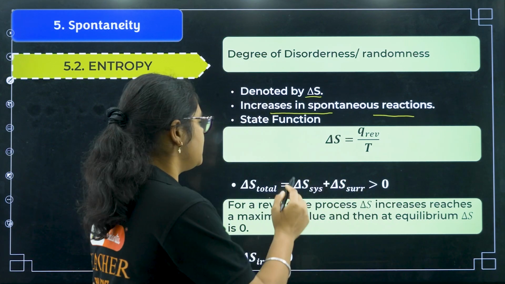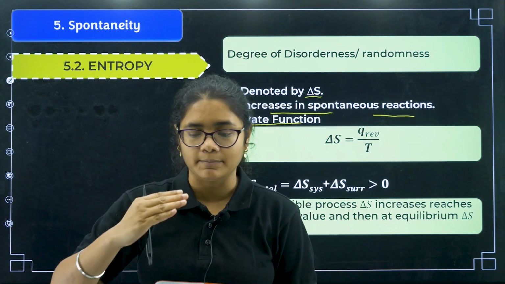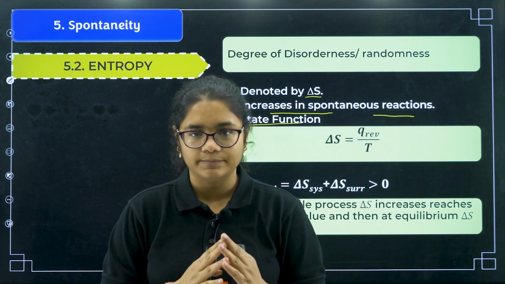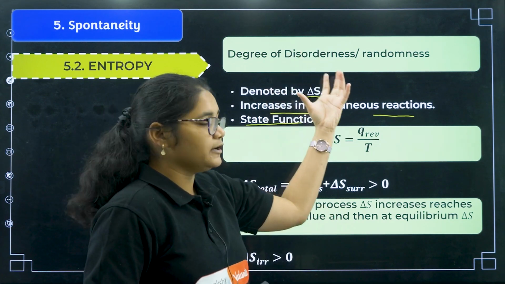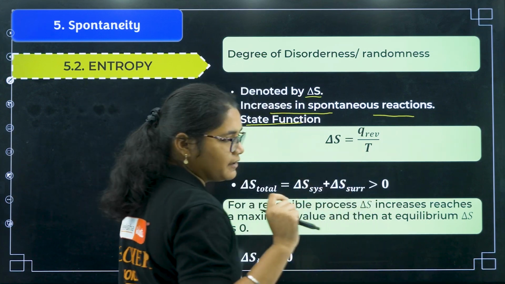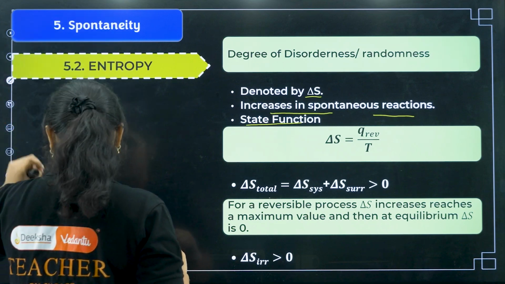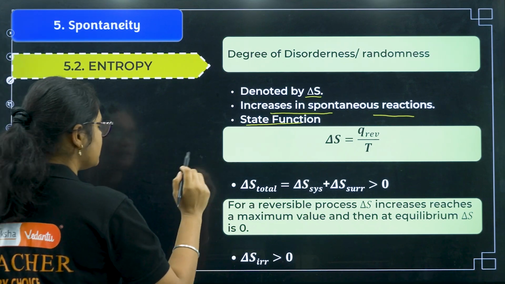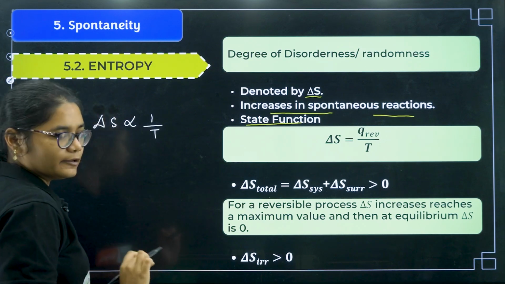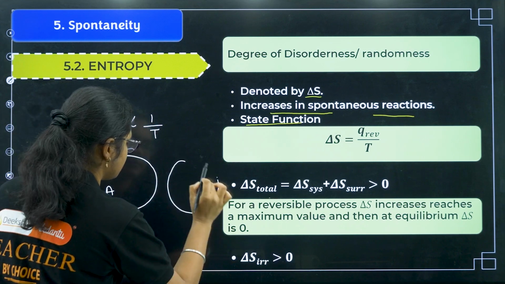Entropy is a state function. We have already discussed what a state function is: it does not depend on the path followed, it always depends on the initial and the final state. Now to explain entropy in mathematical form, delta S is equal to Q by T, where Q is the heat and T is the temperature. Here one interesting thing we have to think about is that delta S is inversely proportional to temperature. Now see, suppose this is system A, and this is system B.